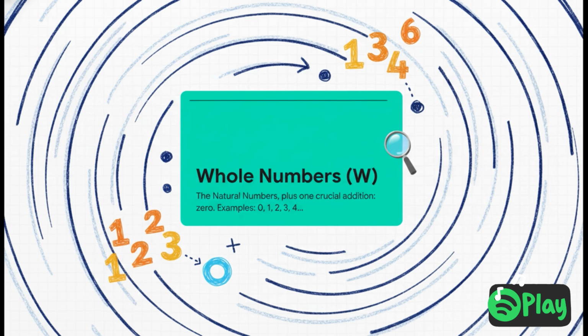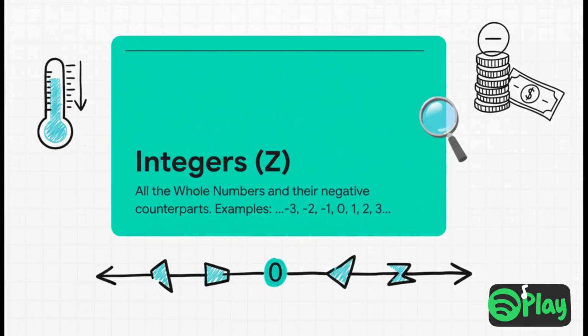Simple as that. But our little number universe gets a whole lot bigger with just one simple addition. What happens when we take all those natural numbers and we add the idea of nothing? We add the number 0, and just like that, we've created a new set, the whole numbers. Okay, but what about concepts like being in debt or temperatures that drop below freezing? For that, we need opposites. We need to go backwards. So, by taking all of our whole numbers and giving each one a negative twin, we create the set of integers. Now we can move forwards and backwards from 0.